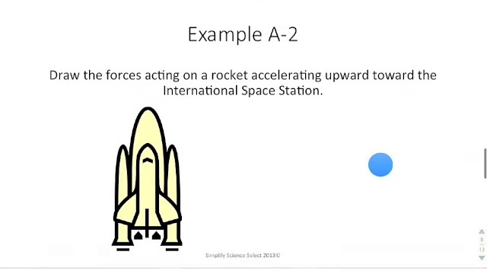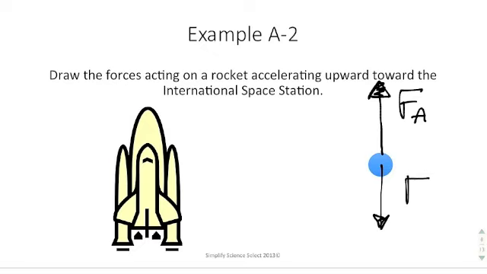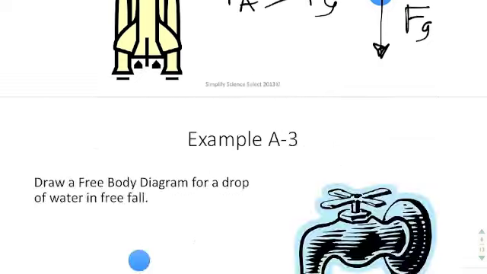This says, draw the forces acting on a rocket accelerating upward toward the International Space Station. You should be able to use your descriptions and your knowledge of free body diagrams to go ahead and put together a free body diagram that looks like this. And you should be able to reproduce this same thought process on any sort of quiz or test.